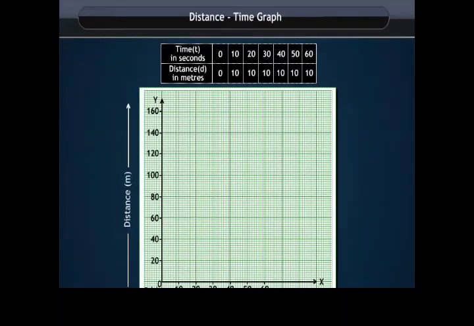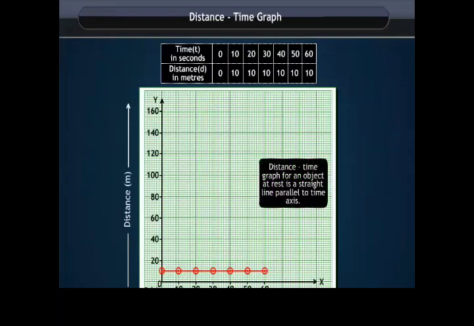Case 2. When the object is at rest. From the given values in the table, we can infer that an object is stationary at a distance of 10 meters from the origin. The position of the object does not change with time. So at all instants of time, the distance of the object remains the same, that is 10 meters. When we plot distances at different instants of time and join all the points, we obtain a straight line parallel to the time axis.